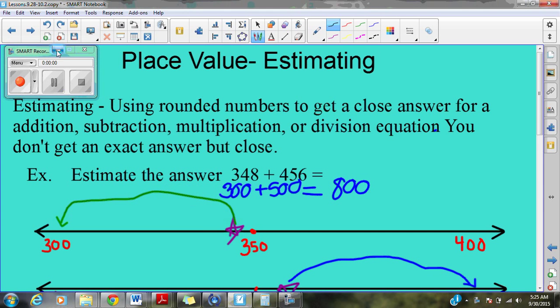Place value, estimating. Estimating is using rounded numbers to get a close answer for an addition, subtraction, multiplication, or division equation. You don't get the exact answer, but you get close enough. The reason you would use estimating is if you want to get a sense of if your answer is right. So you estimate before you do the actual addition so you can know what your answer should be close to.